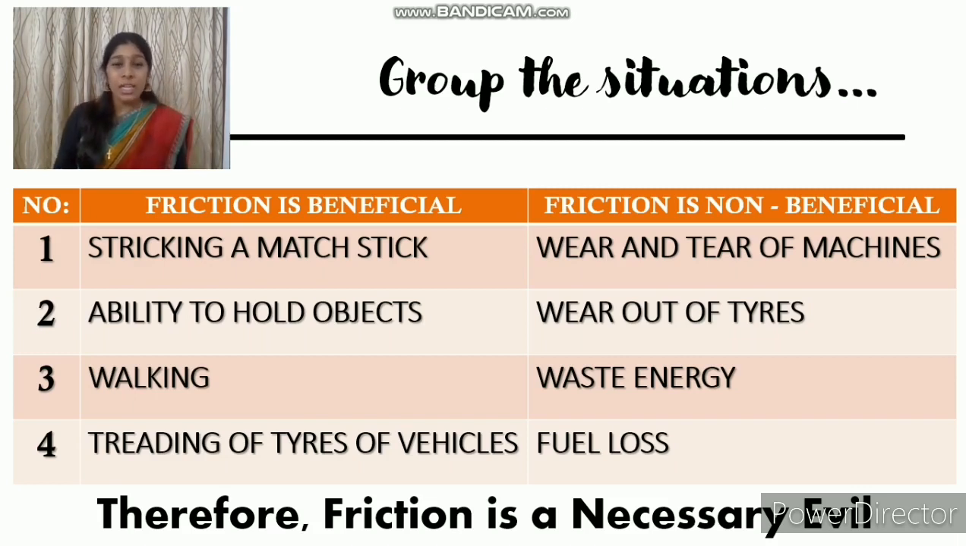In the introduction part, I said that it sounds strange, right? Friction is a necessary evil. So, in some situations, friction is necessary. In some other situations, friction is like an evil because it leads to loss of so many factors. So, in this table, you got examples for friction is beneficial and friction is non-beneficial.